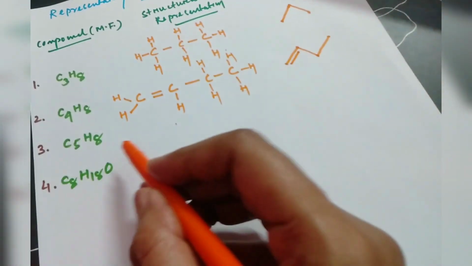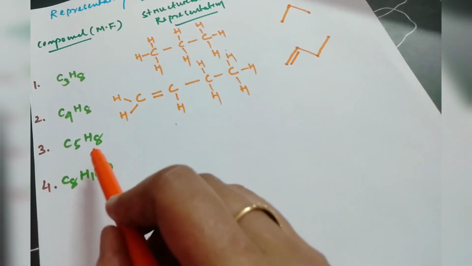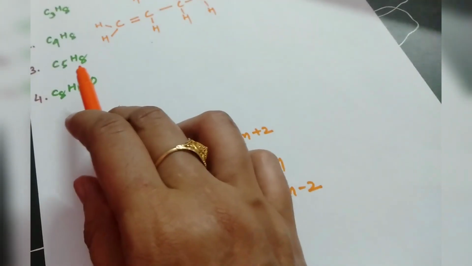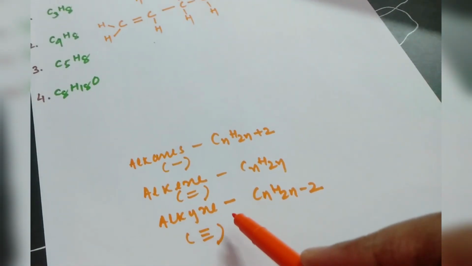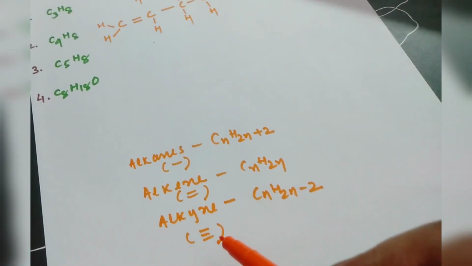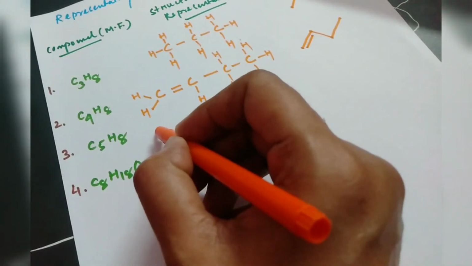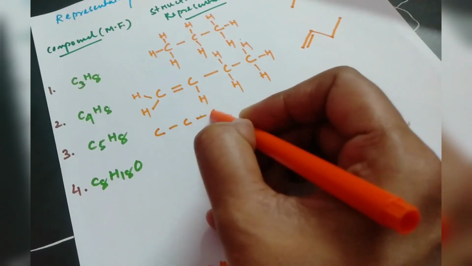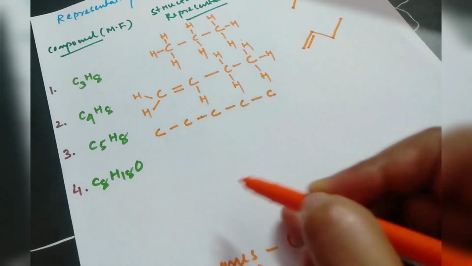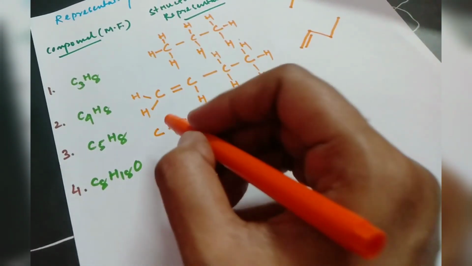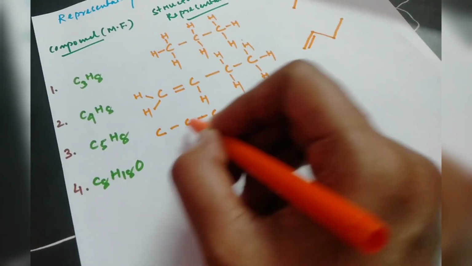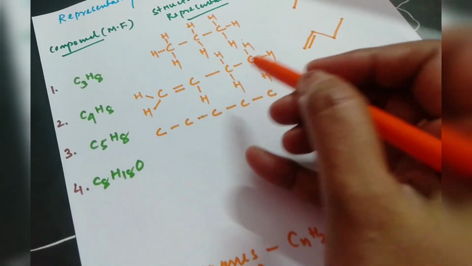Similarly, see here, C5H8. C5H8 means the general formula becomes C5, 2 times 5 is 10, minus 2. That means it must be an alkyne. Alkyne means there must be a presence of a triple bond. So first of all, write the number of carbon atoms here, 1 2 3 4 5. So that means there is a presence of a triple bond. If I write 1 2, you can write different structures.